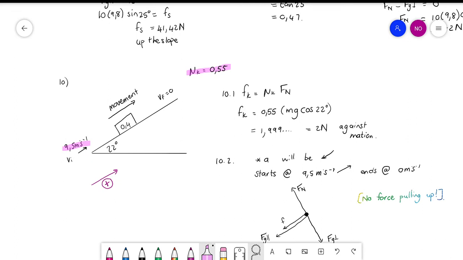Nou die vraag is nie lekker duidelik gestel nie. Wat hier gebeur is, iemand het die blok gestoot en dan teen die tyd wat dit hier gekom het, was die snelheid 9,5 meter per sekonde. Toe het die blok nou op beweeg teen die ding en toe op stadium obviously gaan stil staan en toe begin terugglei.